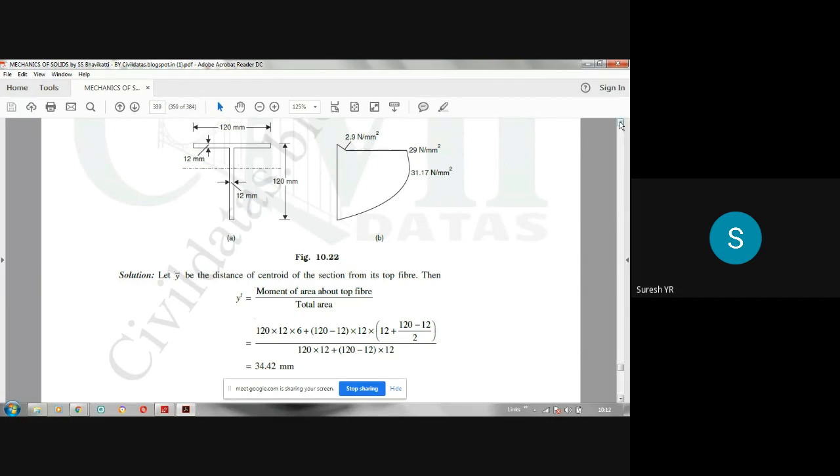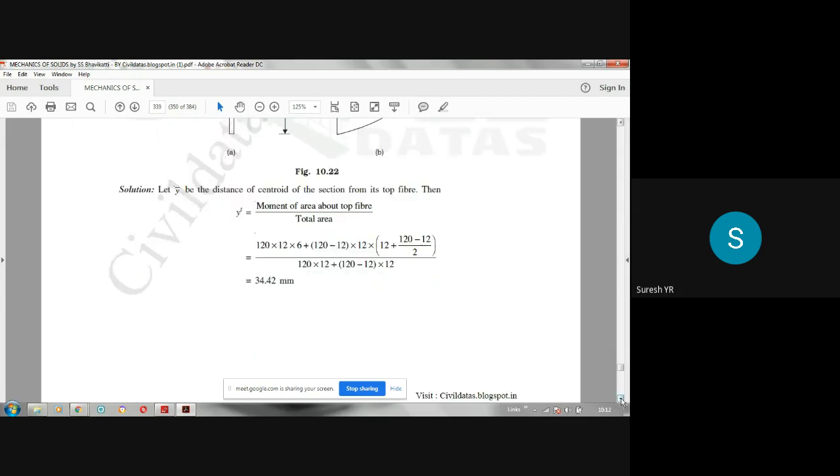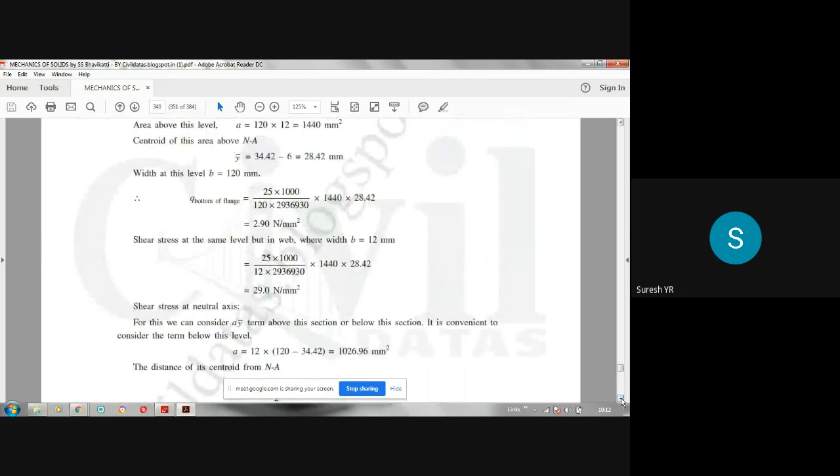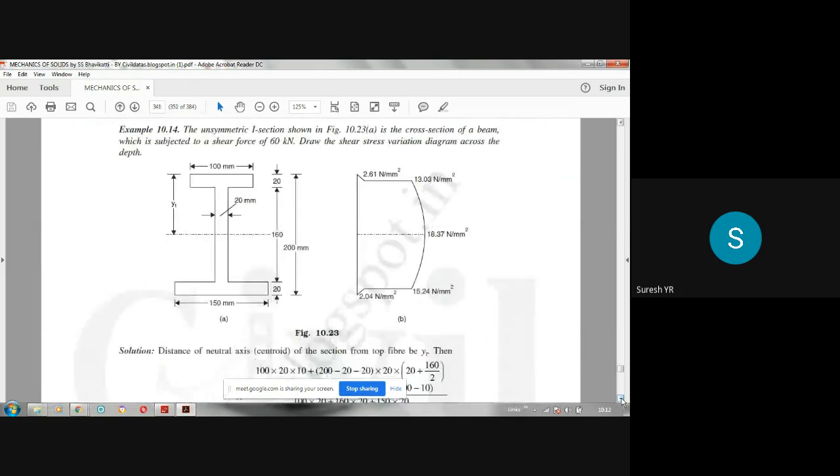So in the case of an I section, you have two junctions of flange and web. In the case of a T section, you have only one junction of flange and web. There you have two values of shear stress. So this is about the T section. Now one more problem, which is also important, I will explain.